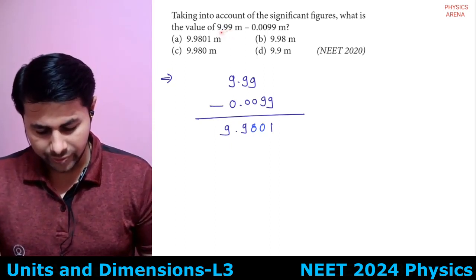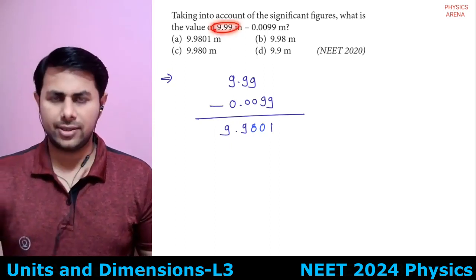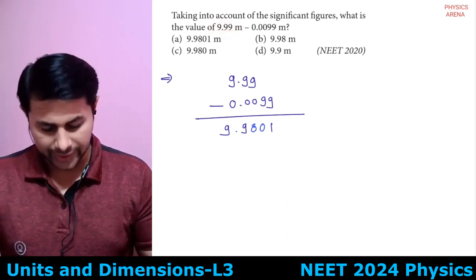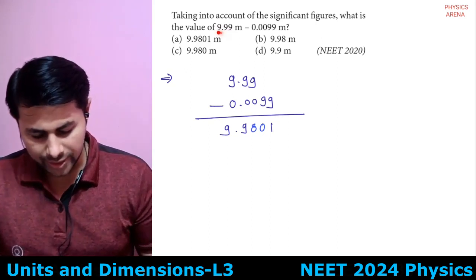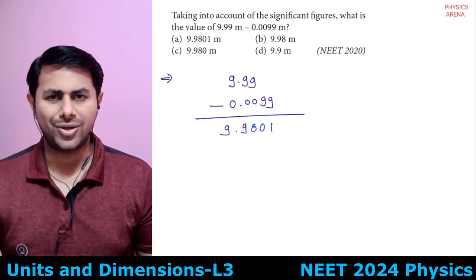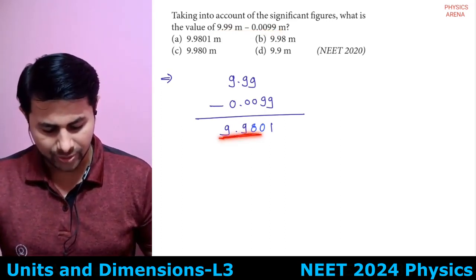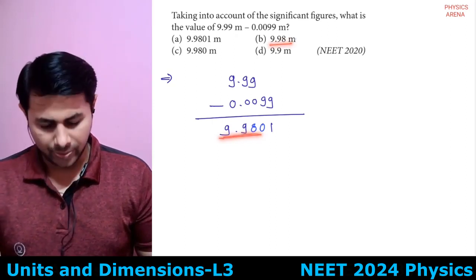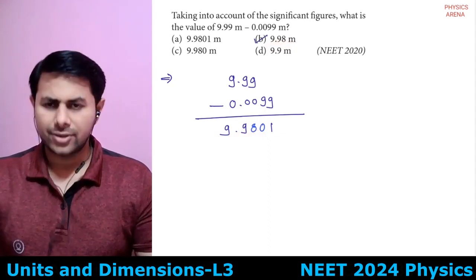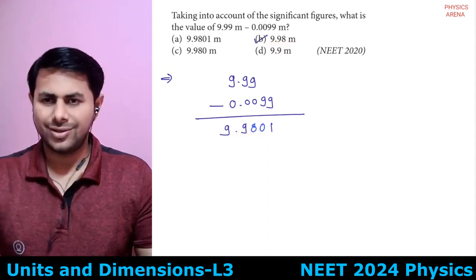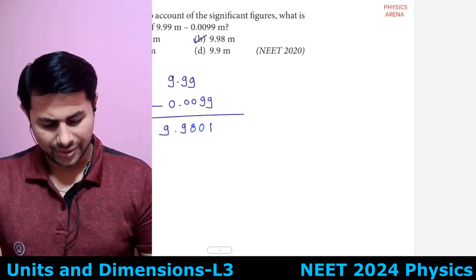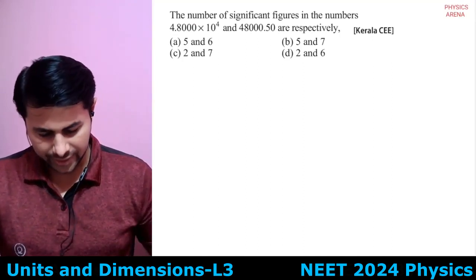So here we stick with the precision of the first reading. This is precise up to the second digit after the decimal point. So your result will be precise up to what? Second digit after the decimal point only, not beyond that. So we reduce it up to that. The reading will be 9.98. Okay, the answer will be 9.98. All right, so this was very simple. Right? Yes, sir. Okay. So let's see this one.